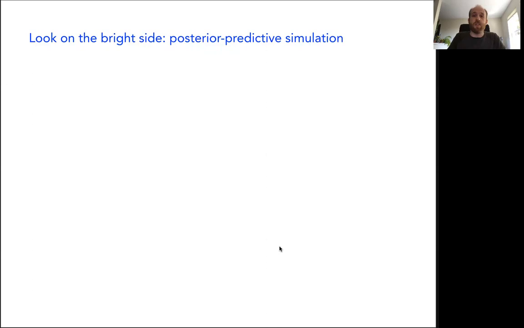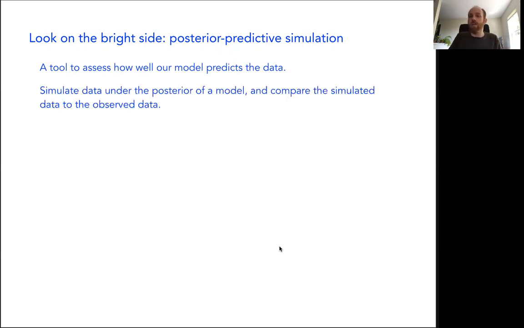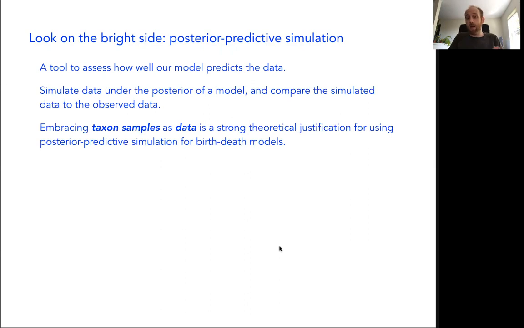There's a bright side, which is that this allows us to think about using posterior predictive simulation, which is a tool for assessing model adequacy. You simulate data under a particular model. You compare that data to observed data. If it matches, that's good. It means your model is doing a good job. If it doesn't match, that means that your model is failing to capture the true process in some important way. So if we think of taxon samples as data, that's a strong justification for using posterior predictive simulation to assess birth-death models, which we're really excited about.